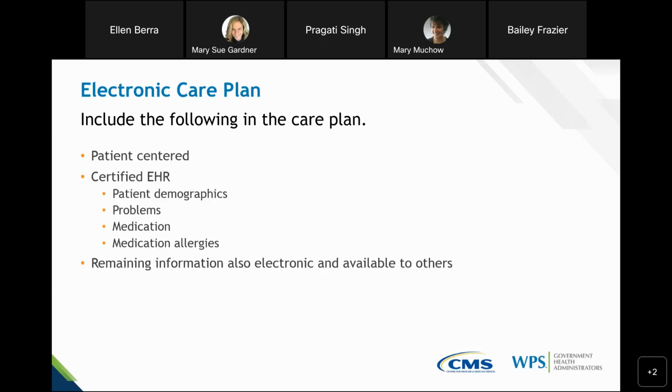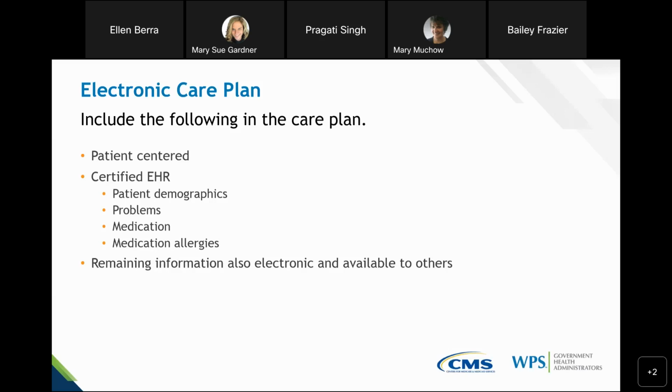In the electronic care plan, you want to make sure that it's patient-centered. And so what we mean by that is you could have Susie, who has had an exacerbation of her diabetes. And you could have Bill, who also has had an exacerbation of the diabetes. Bill and Susie are not the same person. Bill and Susie don't have the same environments, they don't have the same other health concerns. So you want your care plan to be as specific as possible for that patient.